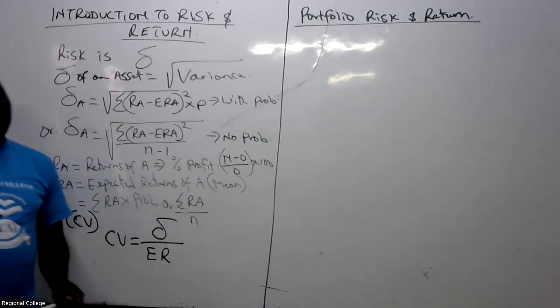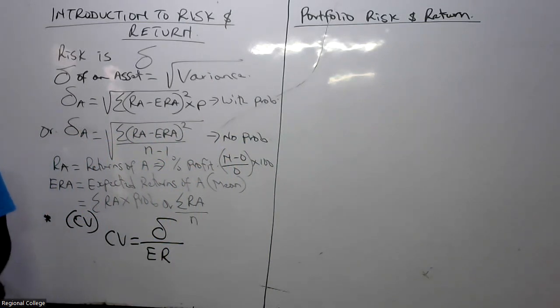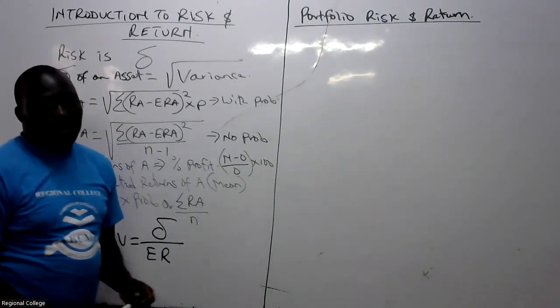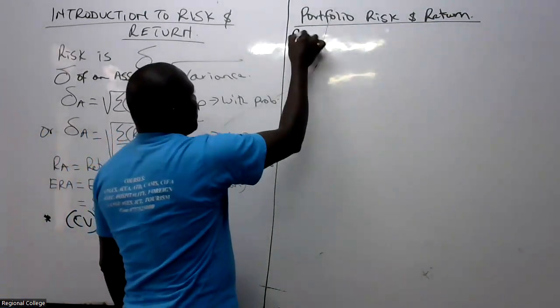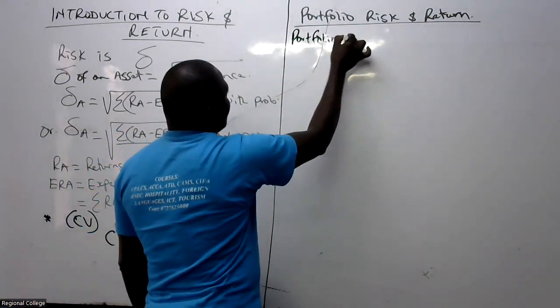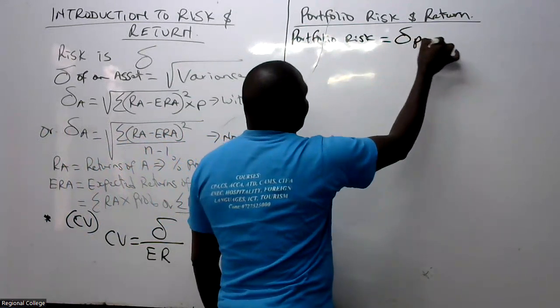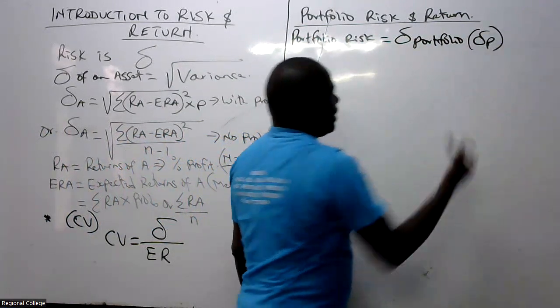Maximizing the return. Then you say, portfolio risk, next point, portfolio risk equals standard deviation of the portfolio. So portfolio risk equals standard deviation of the portfolio.